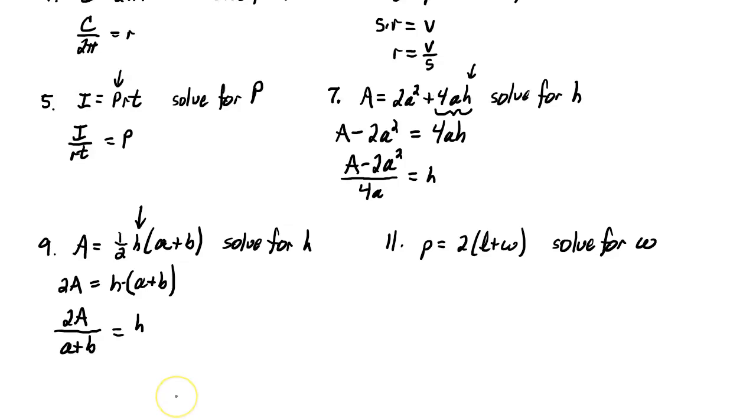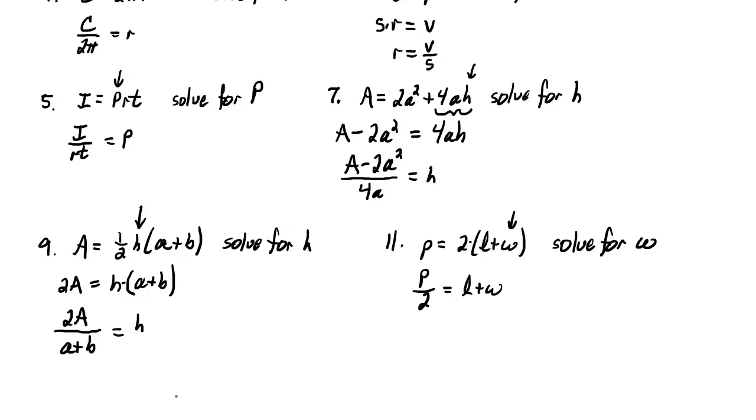Number 11. The perimeter of a rectangle is equal to 2 times the sum of the length and the width. Solve for the width of the rectangle. We want to get the letter W alone, but the letter W is trapped inside the parentheses. There's 2 things we could do. We could do the distributive property, that removes parentheses, or we can remove the 2 by dividing. Because the 2 has been timesed to the parentheses, if you divide by 2, the 2 will cancel away, and there won't be any need for the parentheses. So P divided by 2 is equal to L plus W.